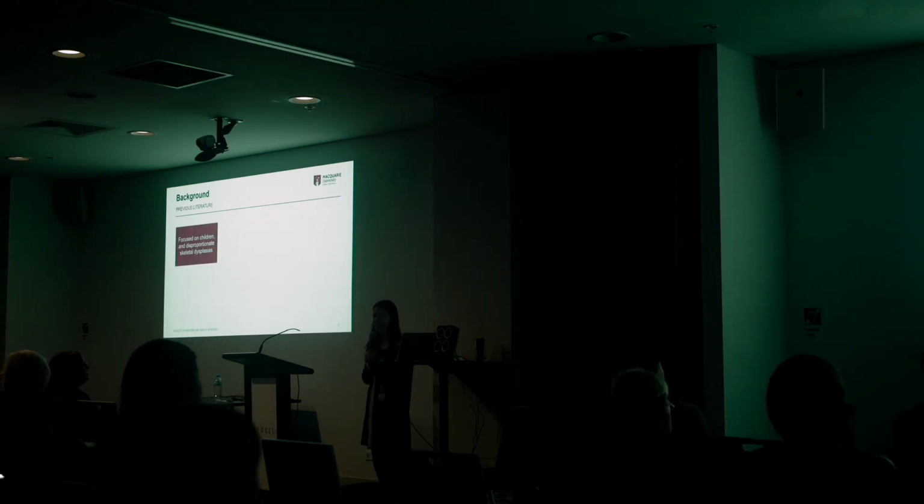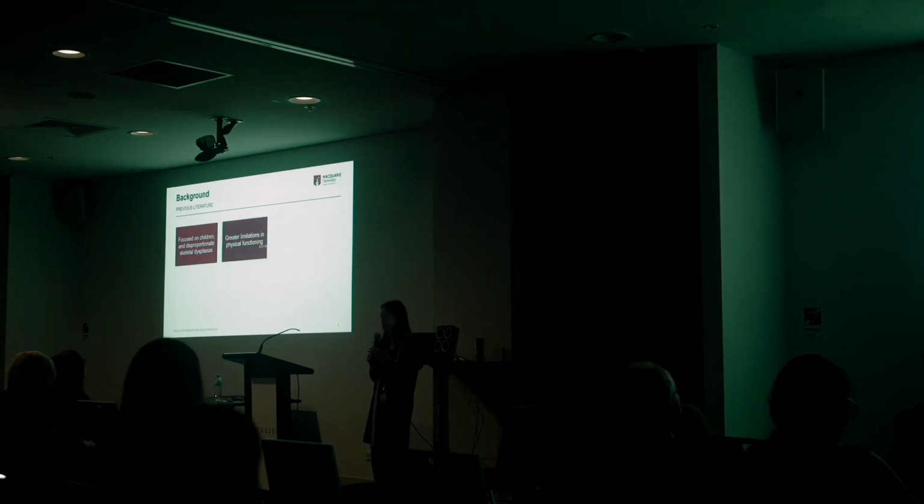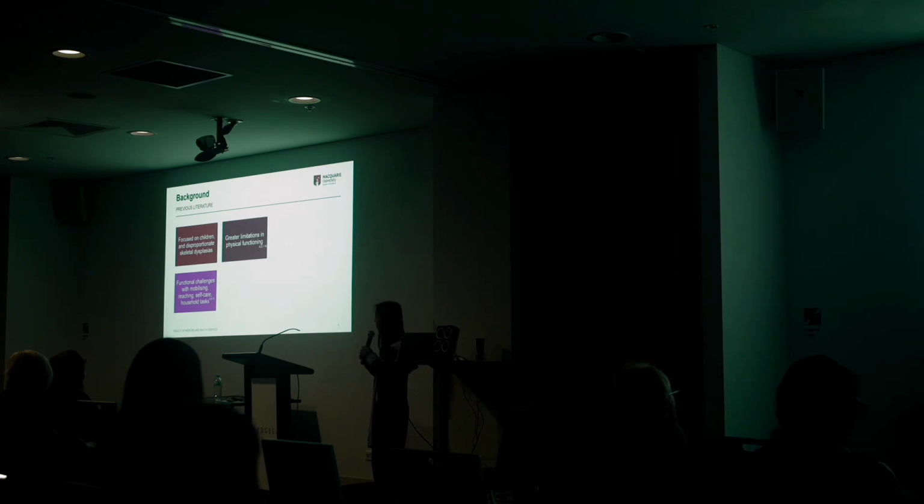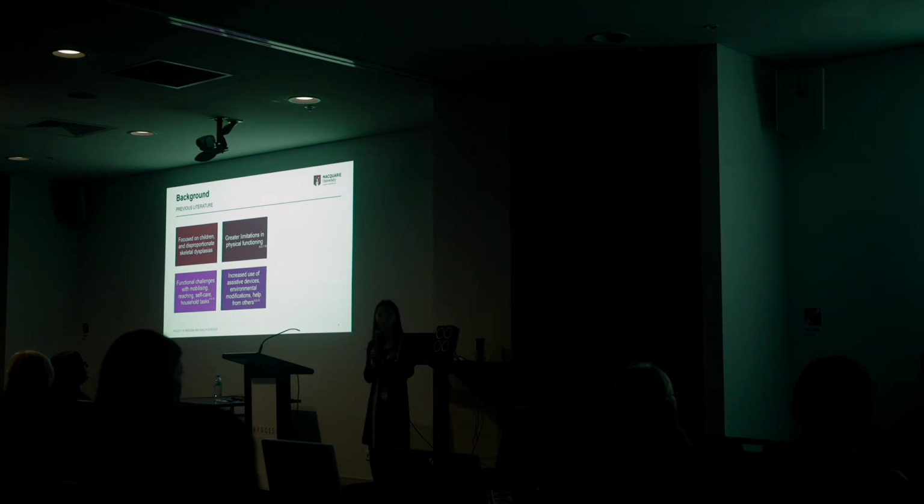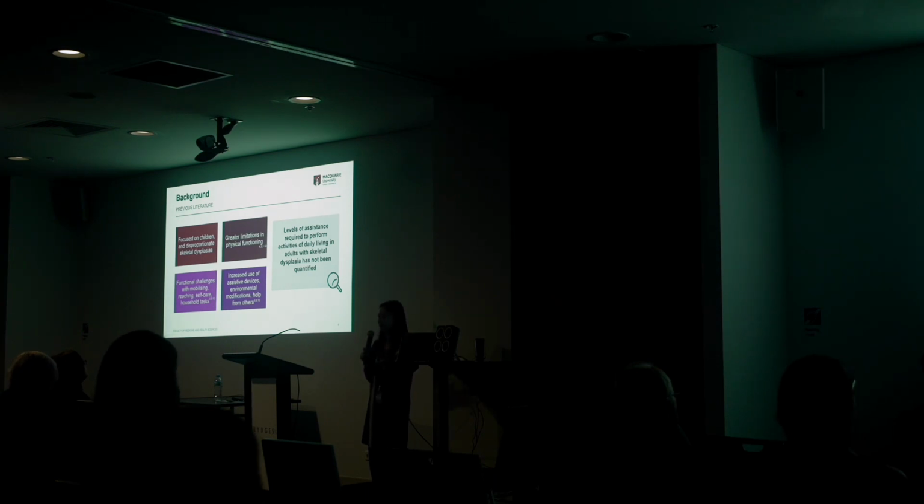So looking into what research has been done already, it has really focused a lot on children and a lot on different types of disproportionate skeletal dysplasias, such as achondroplasia. And what they have found is that this population group often experience greater limitations in physical functioning, especially across different areas such as mobility, reaching, self-care, and household tasks. And they also rely on more increased use of assistive devices, environmental modifications, and help from others to help to complete these tasks. But what we don't know in the research is what degree of assistance is required. What level do they need to perform these everyday tasks?